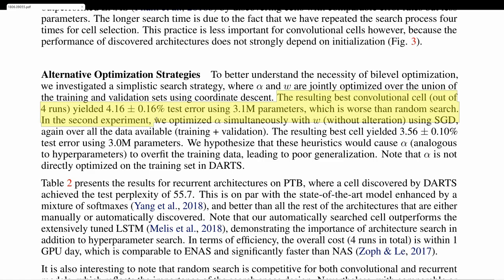In the second experiment, we optimize alpha simultaneously with w without alteration using SGD, again over all data available, training plus validation. The resulting best cell yielded 3.56 plus minus 0.10% test error using 3 million parameters. We hypothesized that these heuristics could cause alpha, analogous to hyperparameters, to overfit the training data, leading to poor generalization. Note that alpha is not directly optimized on the training set in DARTS.